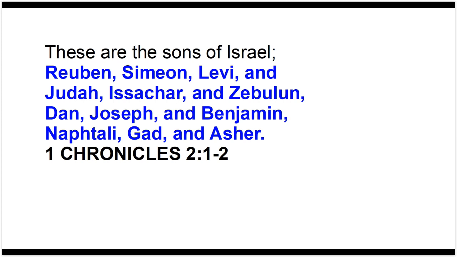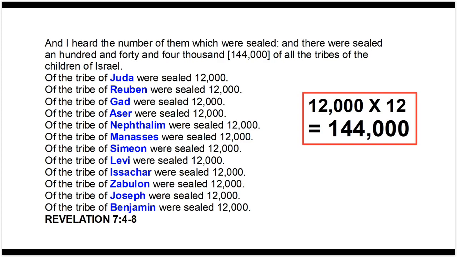These are the sons of Israel: Reuben, Simeon, Levi, and Judah, Issachar, and Zebulun, Dan, Joseph, and Benjamin, Naphtali, Gad, and Asher. And I heard the number of them which were sealed, and there were sealed 144,000 of all the tribes of the children of Israel.